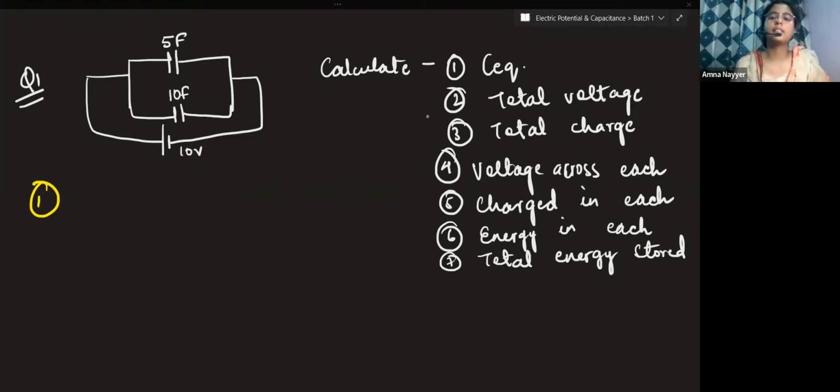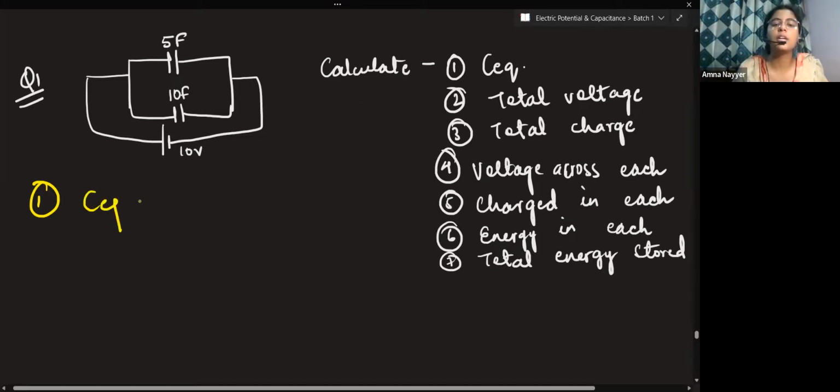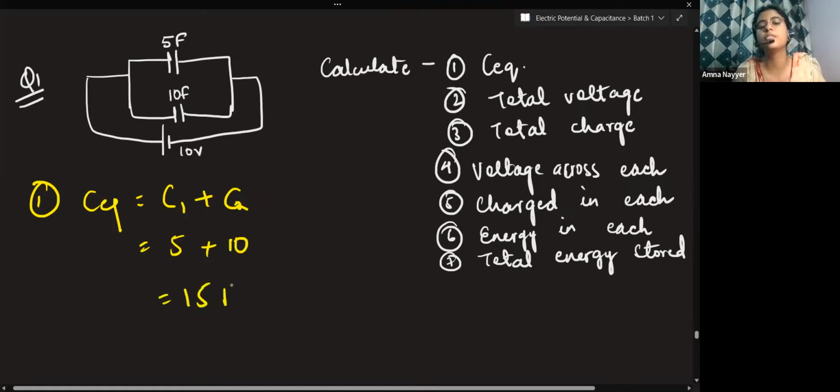Yes, Zaid, second answer is right. Rifat, you also tried the part. See, C equivalent is what? In case of parallel combination, C equivalent is given by directly the sum of all the capacitances that are given. So this equals C1 plus C2. Now C1 is given as 5 farad, C2 is given as 10, so the total becomes 15 farad. This will be the answer.